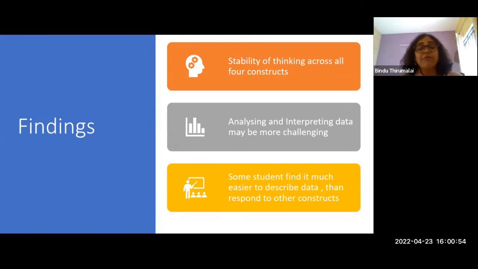And also what they found out was that for describing the data, there is no level 4 or analysis. It stops at level 3. Once they've reached level 3, then they can describe data well. There's really no idea of analysis with description of data.